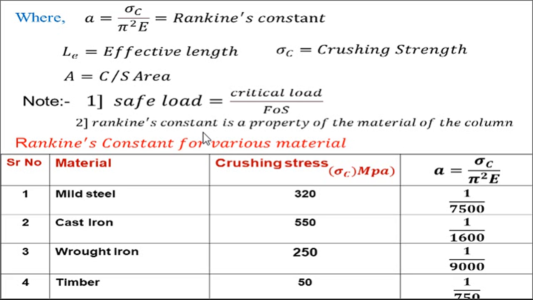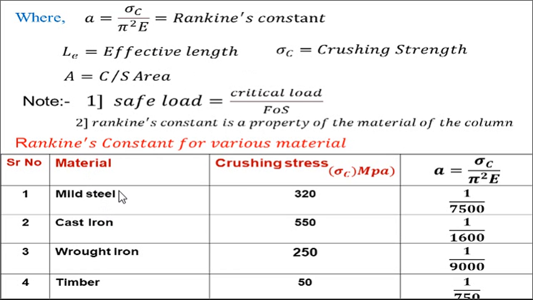And the second important point is that the Rankine's constant is a property of the material of the column, right? This Rankine's constant shows the properties of the material of the column, what type of material is used for the construction of the column. So that is shown by the Rankine's constant. Below in the table you can see Rankine's constant for various materials.